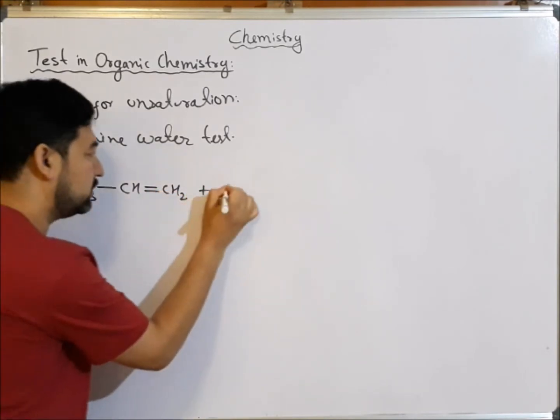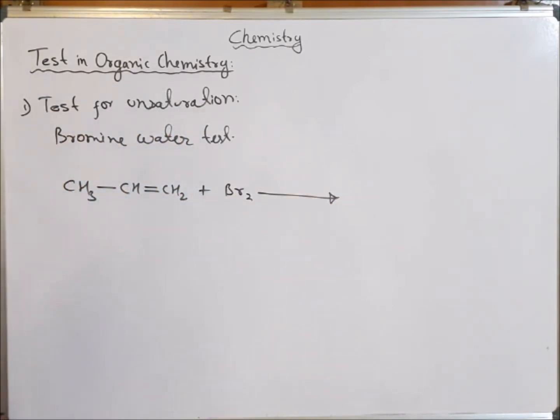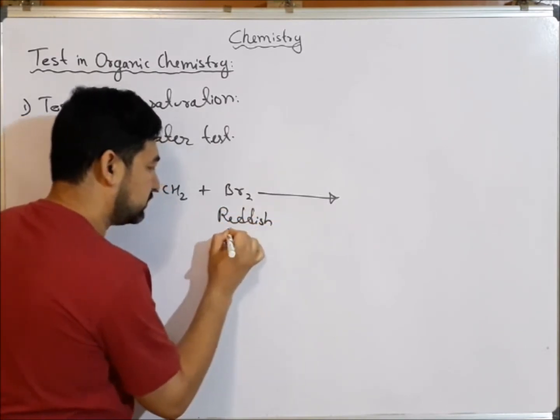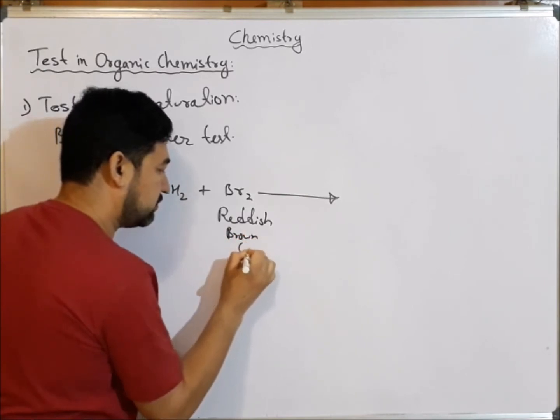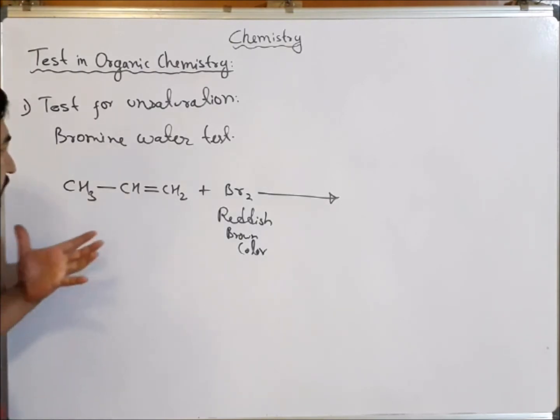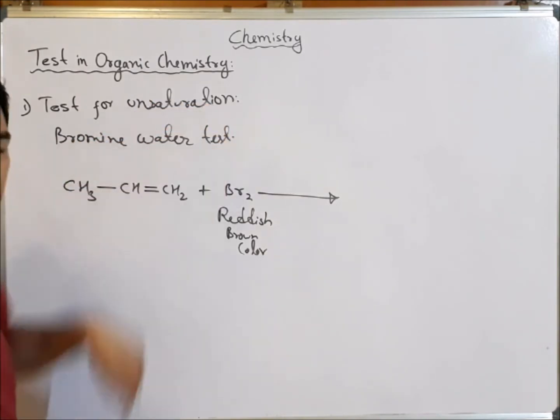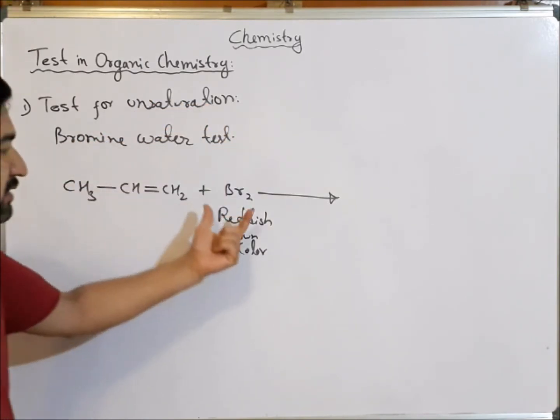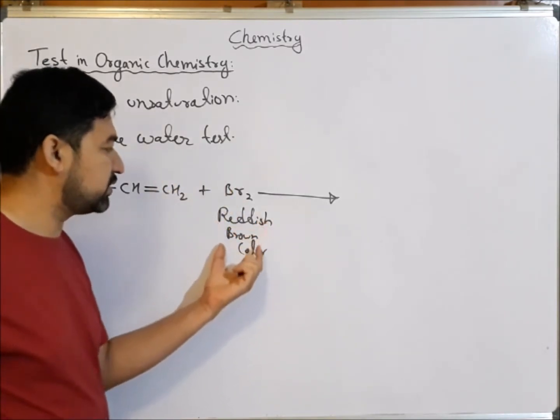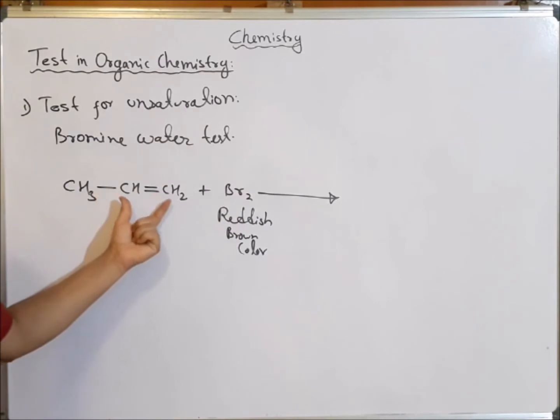When it is mixed with bromine, remember the bromine has a reddish brown color. So we have to take a few ml of this unsaturated compound and add a few drops of bromine water. It has a reddish brown color. If the bromine decolorizes, that means the reddish brown color vanishes, we understand that the bromine reacts with the unsaturated molecule.